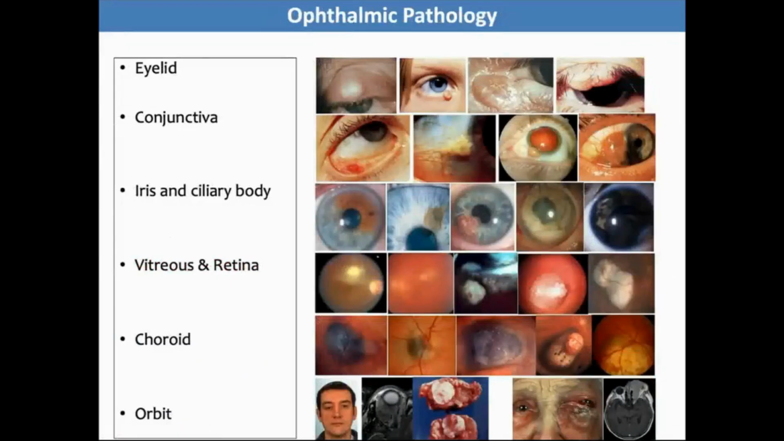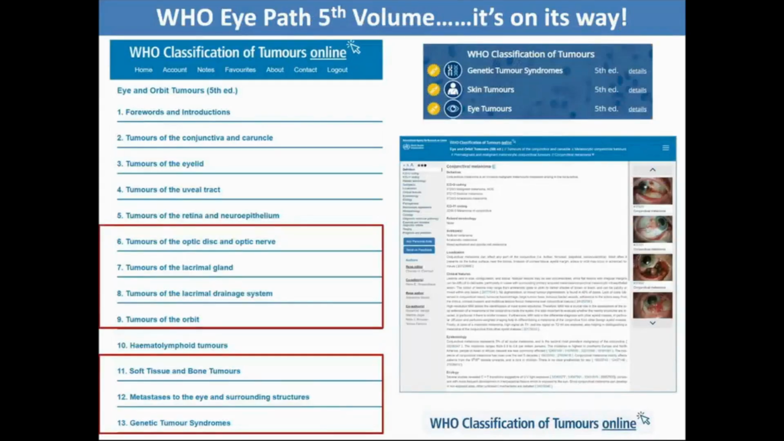So I hope I've not confused you with this whistle-stop tour of ophthalmic pathology. It really does provide a great variety, from skin pathology to a variety of intraocular lesions, and then really quite extensive variety of soft tissue and epithelial tumors which can arise from the different structures within the orbit. Just to say that the latest volume of the WHO is on its way.